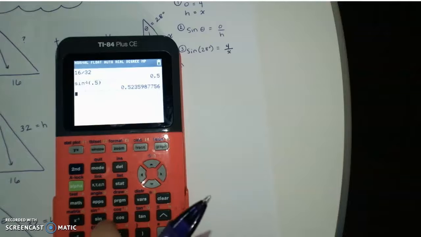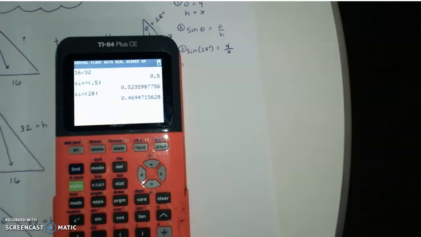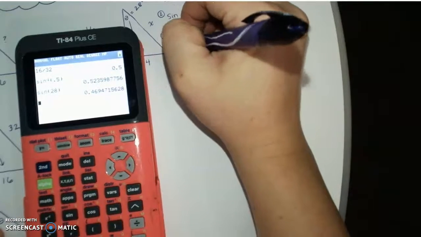Okay? So let's figure out what the sine of 28 degrees is. I'm going to click sine, which is right here. See, sine, cosine, and tangent. I'm going to click sine, and I'm going to plug in 28. And that gives me about 0.47. I want us rounding to 2 decimal places.